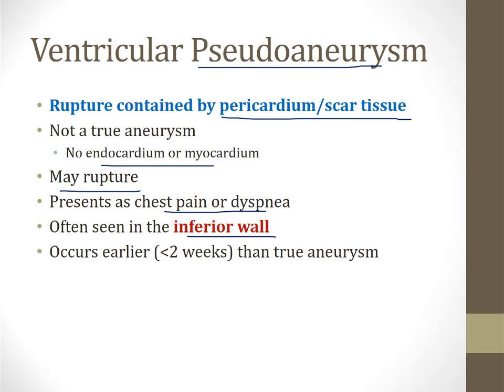And the two major contrasts between a true aneurysm and a pseudoaneurysm are the location and the timing. So true aneurysms usually happen in the anterior wall, like I showed you on the last slide. Pseudoaneurysms are much more common in the inferior wall. Also, true aneurysms take several weeks to occur. In contrast, a pseudoaneurysm occurs in less than 2 weeks. Remember, it's just another version of a free wall rupture, so it occurs early, just like free wall rupture. So a pseudoaneurysm is going to be an inferior wall complication in the first week or two. A true aneurysm is going to be an anterior wall complication several weeks after an infarction.